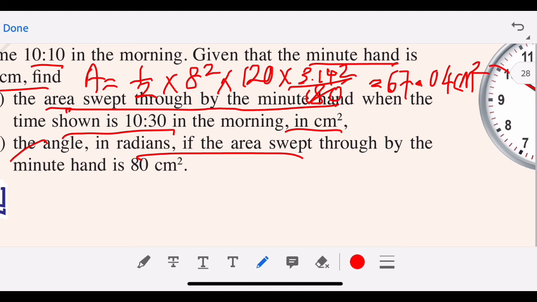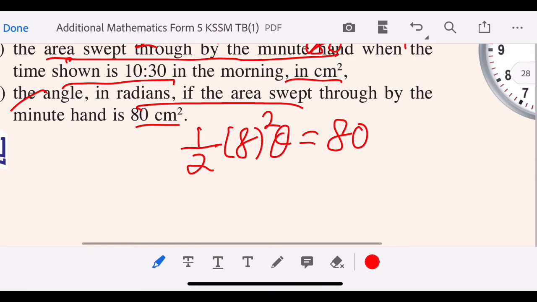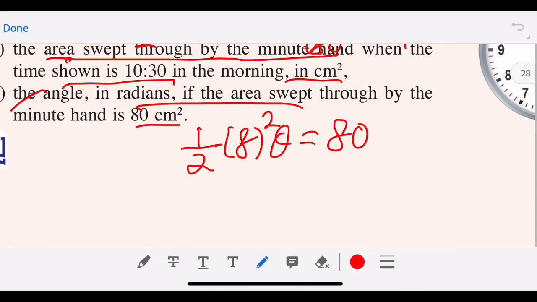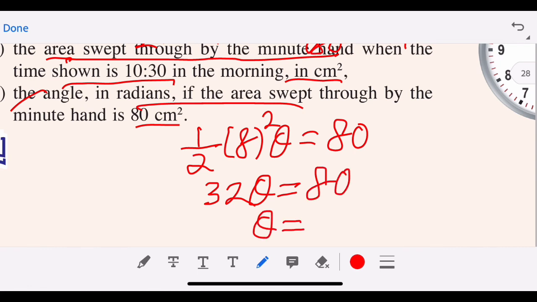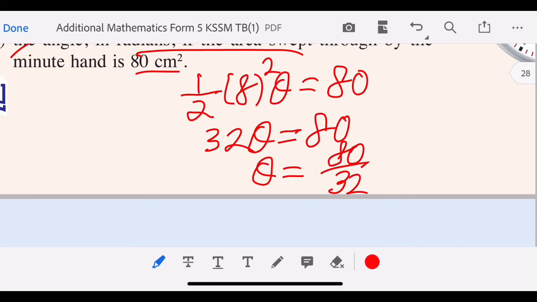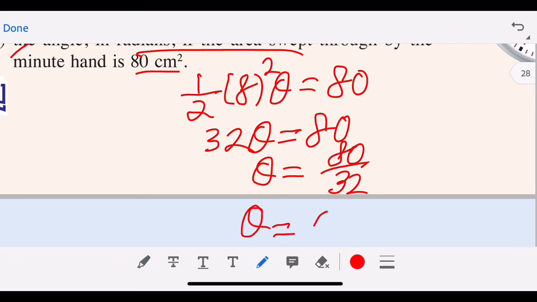Find the angle in radian if the area swept through by the minute hand is 80 centimeter squared. That means the sector has the area 80. So we need to find the angle in radian. This formula is already in radian, so you can just simplify. 64 divided by 2 is 32, so 32 theta equal to 80. That means theta is 80 over 32. Theta is 2.5 radian.